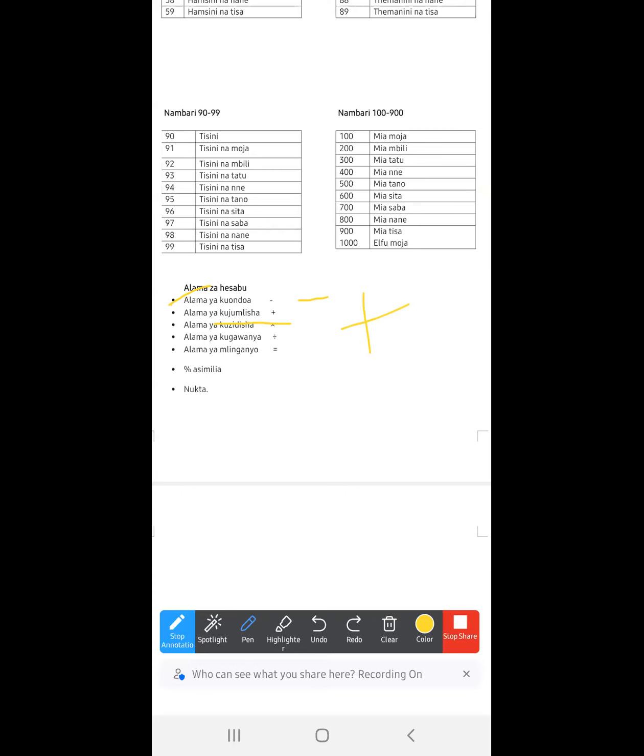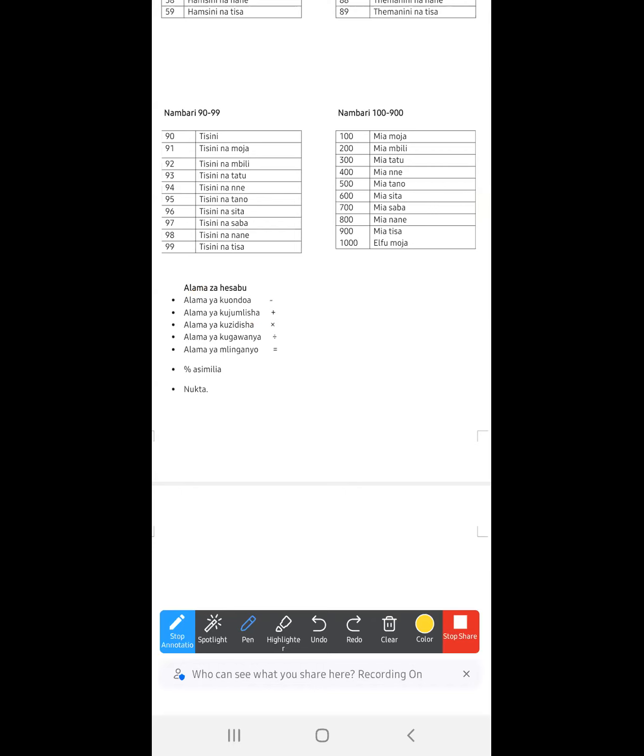And then we have alama ya kuzidisha. Kuzidisha is the times. That is the times sign. So just know that alama is the sign. Kuzidisha, times. Are we together, class? Yes. Okay.